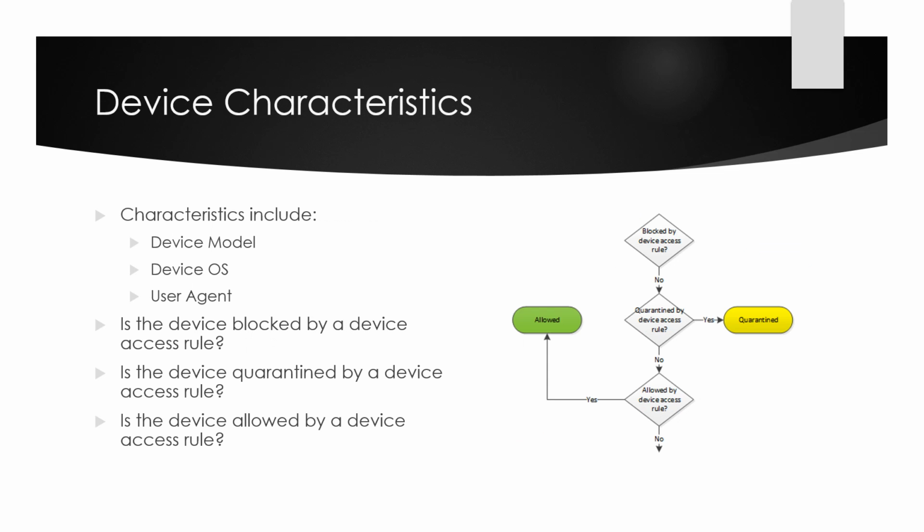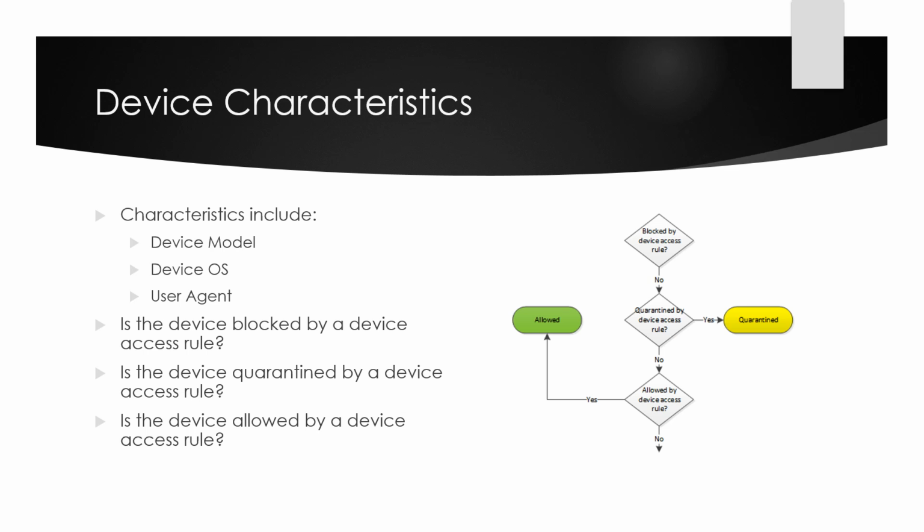And this is where device characteristics can come into play. Exchange Server 2013 supports what are known as device access rules. Device access rules can be based on the device model, device operating system, or the user agent of the device that's connecting. In some cases, the user agent is actually one of a third-party mail application running on the device, rather than the native mail application that ships with that particular device.